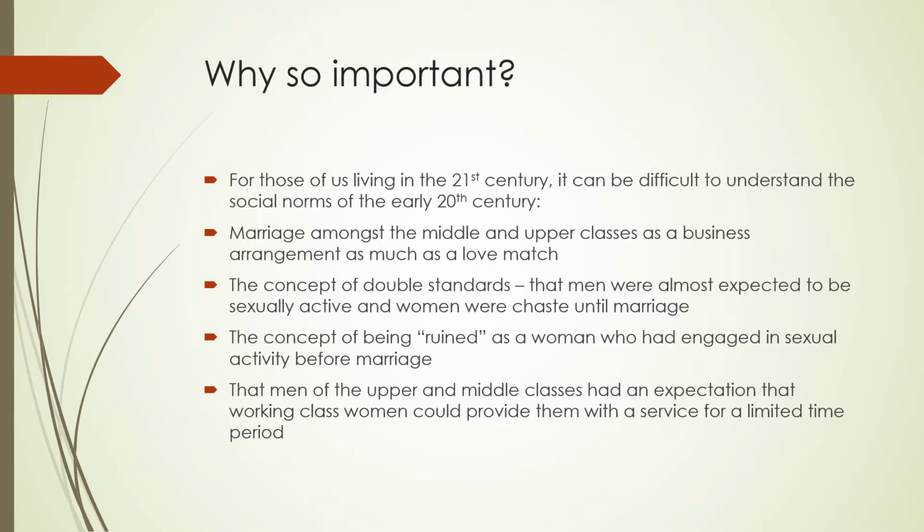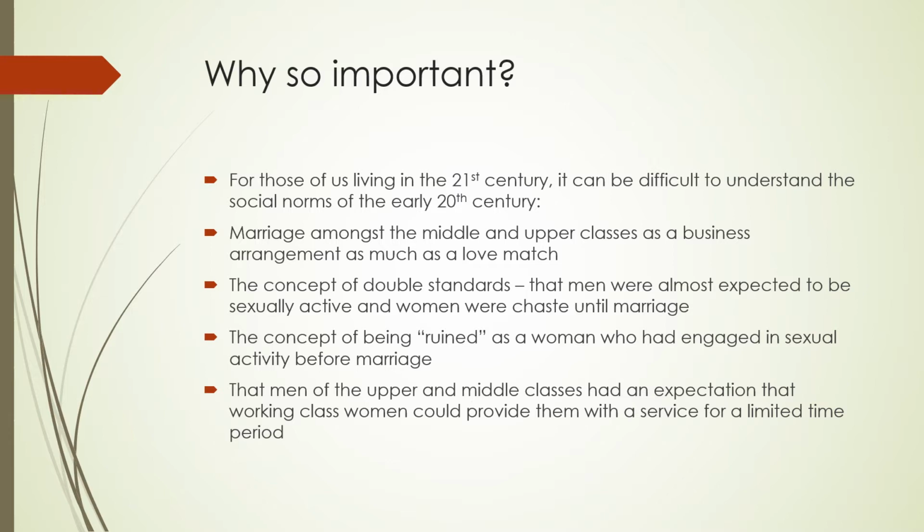Okay, so this idea, the concept of double standards. Men were almost expected to be sexually active and women were chaste until marriage. What does chaste mean? It means that they were pure, they were kept clean and innocent until marriage. Now again, you could argue that this is still stereotypically seen today. If a man sleeps around, he's respected by his peers. But actually the opposite happens if a girl is sleeping around, and you could argue that the girl could sometimes get pushed away.